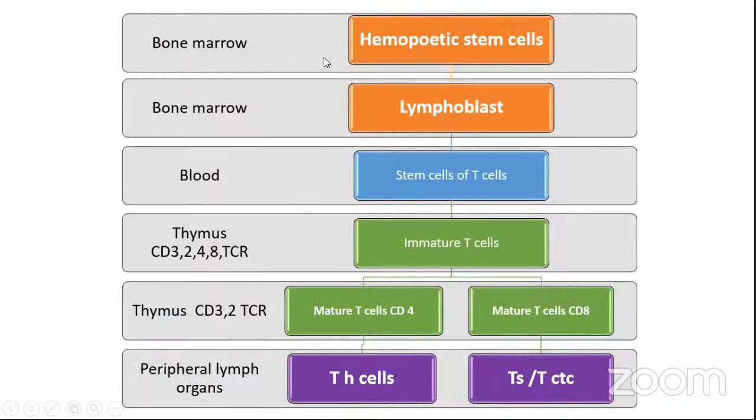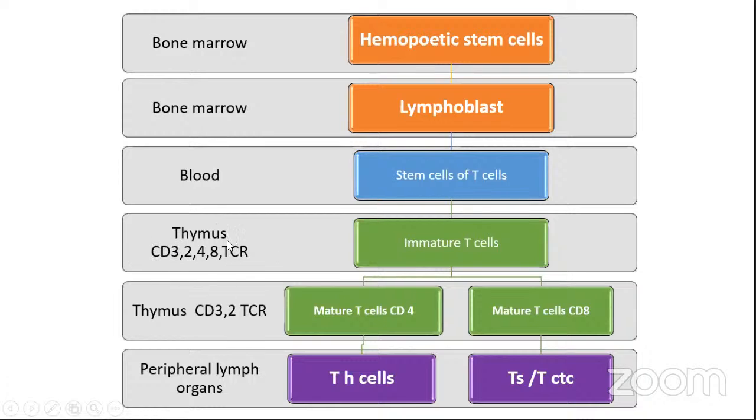So this is how the cells develop. T cells develop first in the bone marrow, where the hemopoietic stem cell matures to the lymphoblast. Once it reaches the blood, it forms the stem cells of the T cells, and then they are the immature T cells.